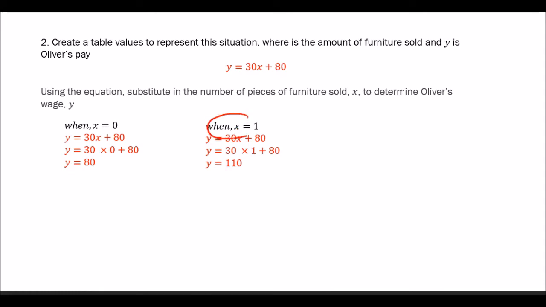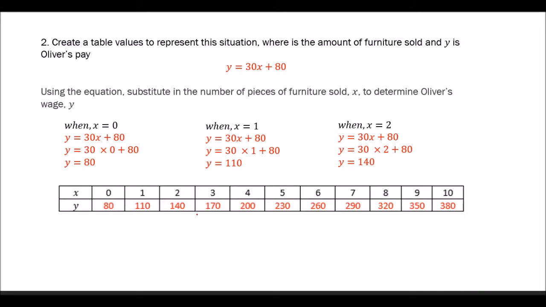If he sells one piece of furniture, so if we change X to 1, so 30 times 1, it's going to be plus 80. It'll equal 110. So if he sells one piece of furniture, we're going to add $30. You can see how from 80 to 110, you've added 30. And then if he sells two pieces of furniture, you're going to add another 30. Notice how every piece of furniture he sells, it goes up by 30. So if he sold two, he's going to make $60, whereas if he sold none, he'll make $80. So if you put it together, 60 plus 80 equals 140.